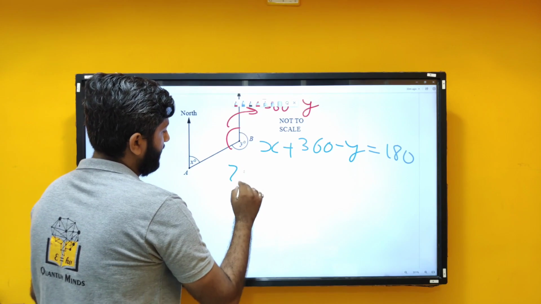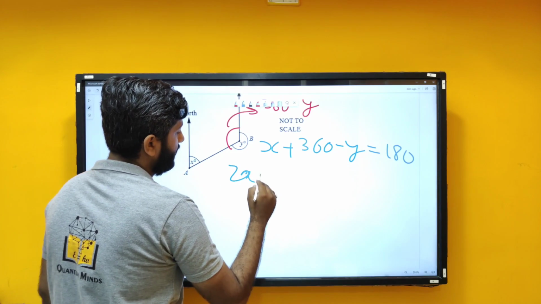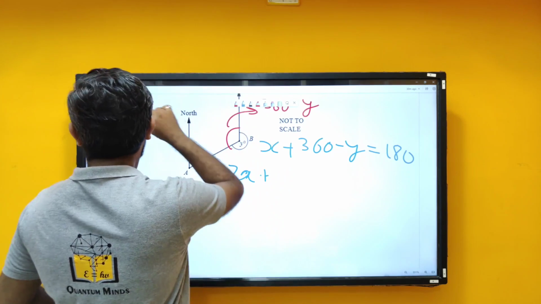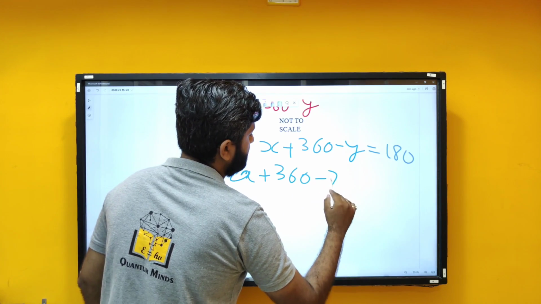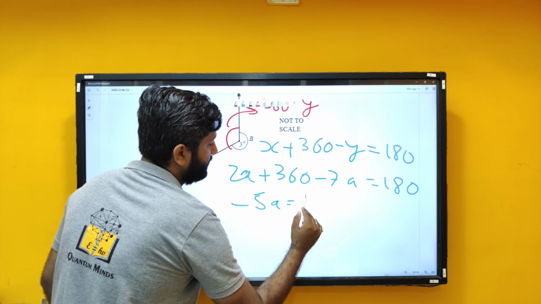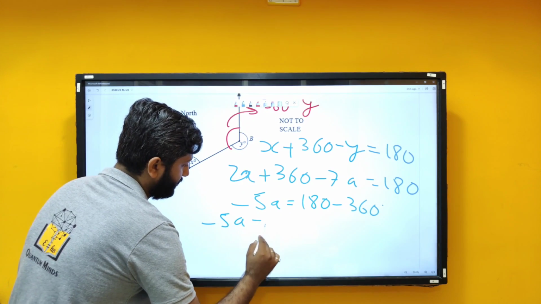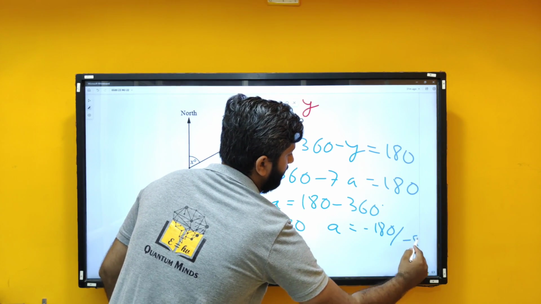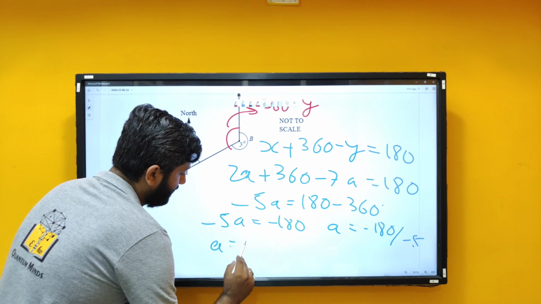2a plus 360 minus 7a equals 180. We have minus 5a equals 180 minus 360. So minus 5a equals minus 180. A is minus 180 upon minus 5, which is 36. So A is 36 degrees.